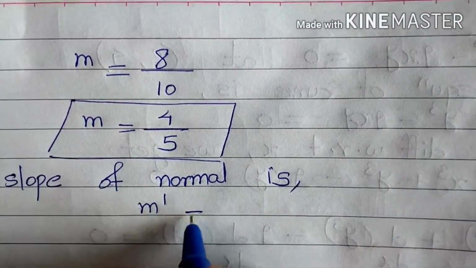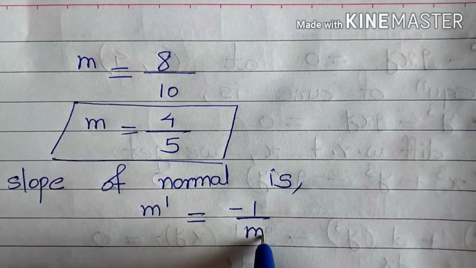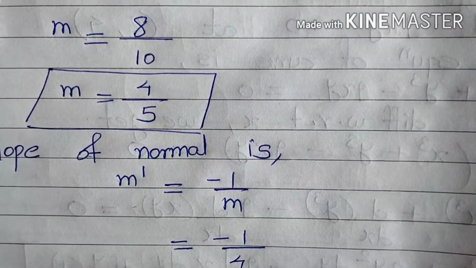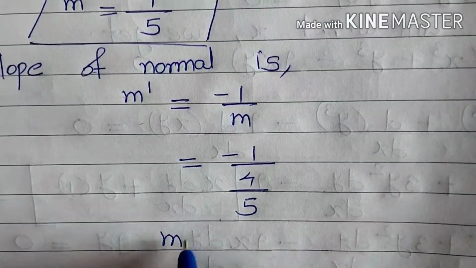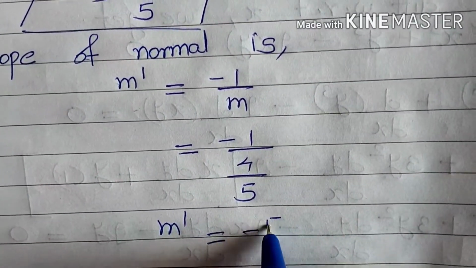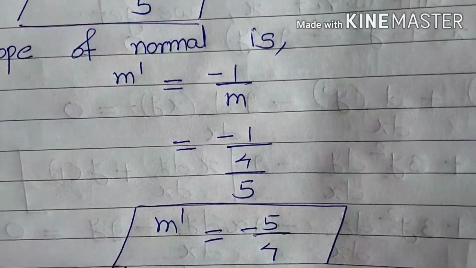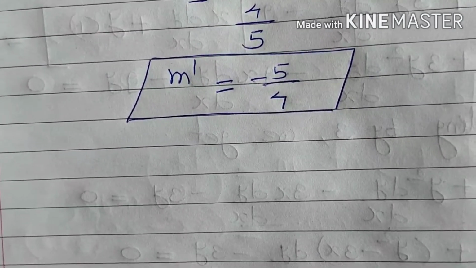m dash is equal to minus 1 upon m. So it is minus 1 upon 4 upon 5. That will be minus 5 upon 4. This is the slope of normal. Now we have to find the equation of tangent.